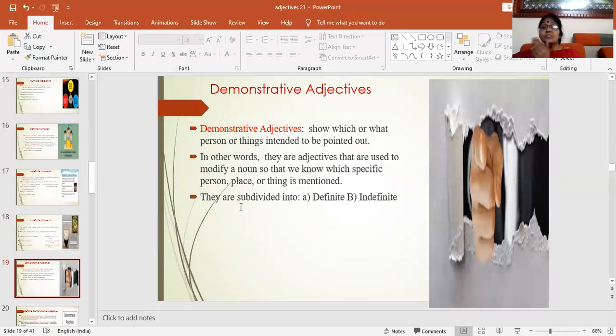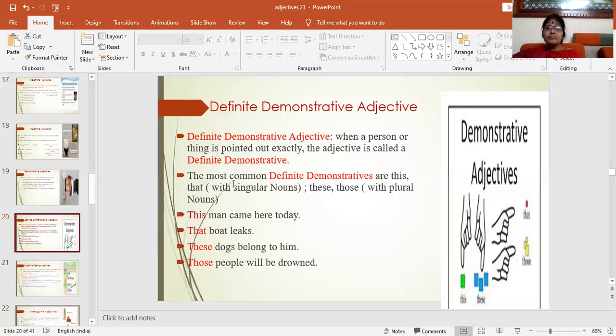Then we have demonstrative adjectives. Demonstrative adjectives show which or what person or thing is intended to be pointed out. In other words, they are adjectives that are used to modify a noun so that we know which specific person or thing is mentioned. Now they are again divided into two, definite and indefinite, right? We demonstrate and show.